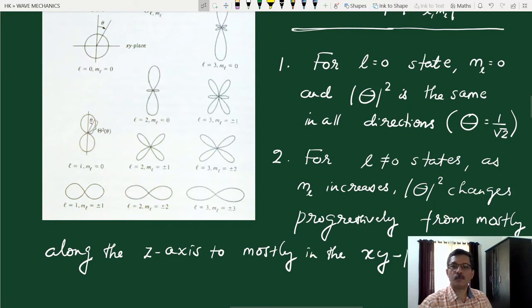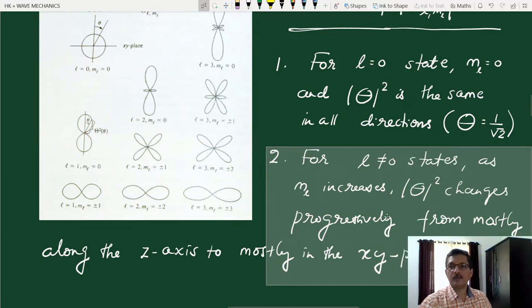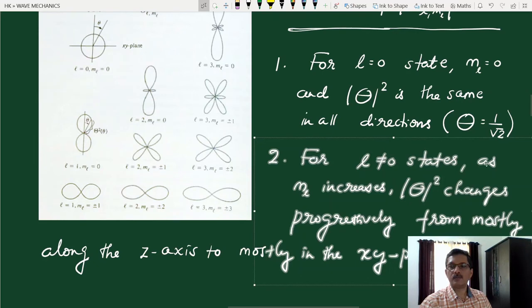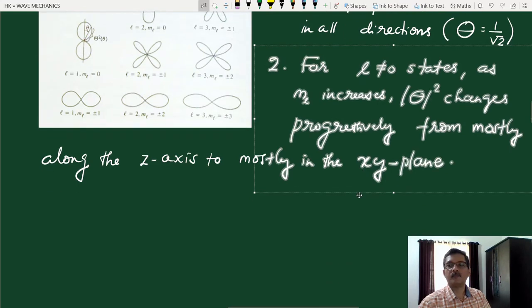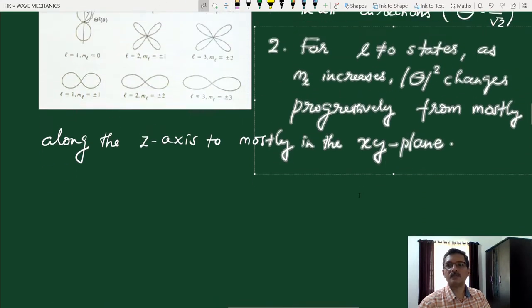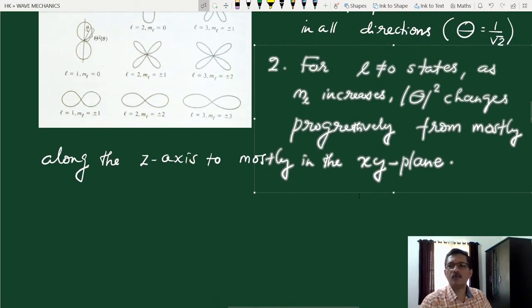The second feature is very important. Look at this, for L not equal to 0 states. As ML increases, the probability density, that is mod theta square, changes progressively from mostly along the z-axis to mostly in the xy plane.